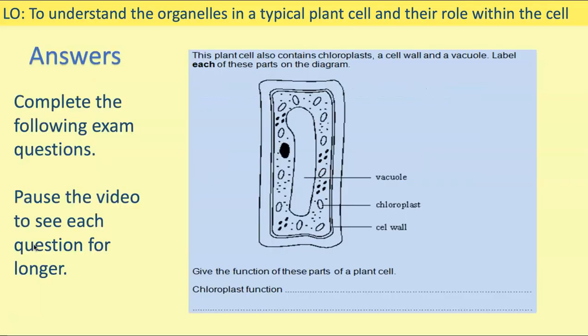Okay, now we're going to go through the answers, so have a different coloured pen ready. If you need to see the slide for longer, then just pause the video as we go through them. So the answer to the first question, the chloroplast function is that it's a site of photosynthesis. Okay, it contains chlorophyll and the enzymes that are needed for photosynthesis to take place. So its function is that it's the site of photosynthesis.